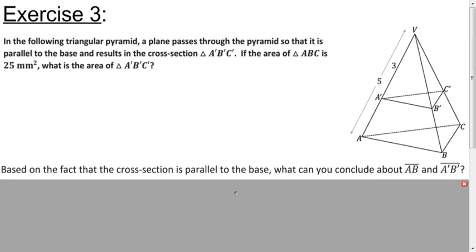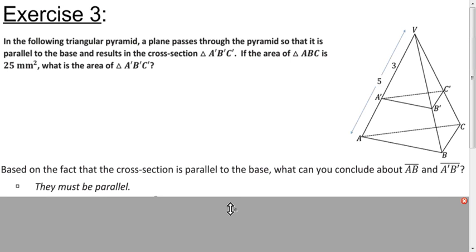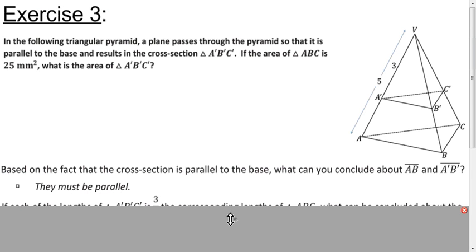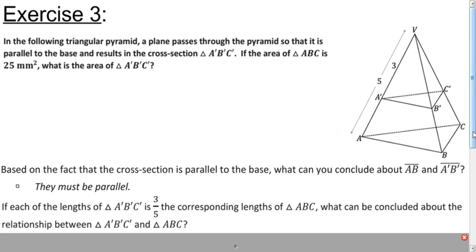So knowing that we have dilations, we can solve problems about the area. So let's see what's going on here. What can we say about segments A, B, and A prime, B prime? What's special about them? Well, since we have a cross section, we know that they must be parallel to each other. And as we previously learned, since they're parallel by our side splitter theorem and dilation theorem, we know that we have a dilation.